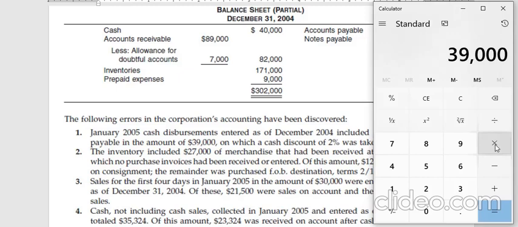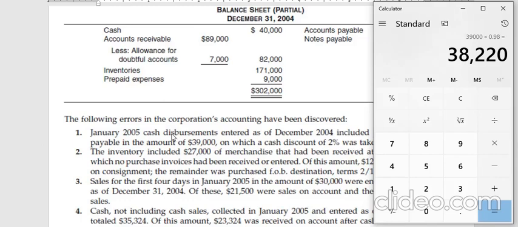So $39,000 was the liability. So 98%, which is 0.98 of this liability, was paid. 2% money was not paid because we received a discount from our supplier. So the money that was paid was actually 38,220. This was paid, and this transaction was mistakenly recorded in 2004.